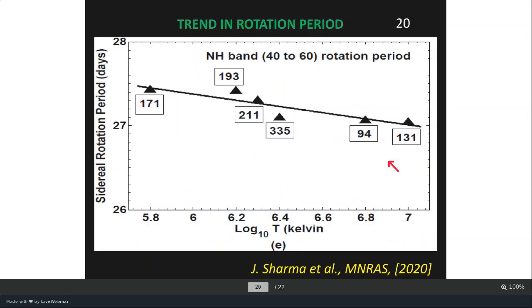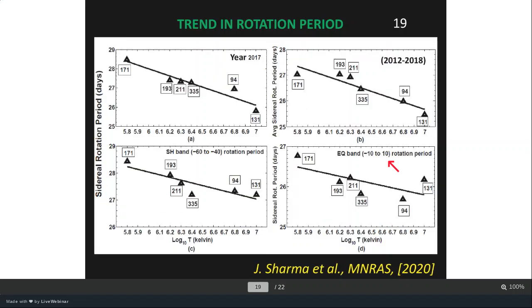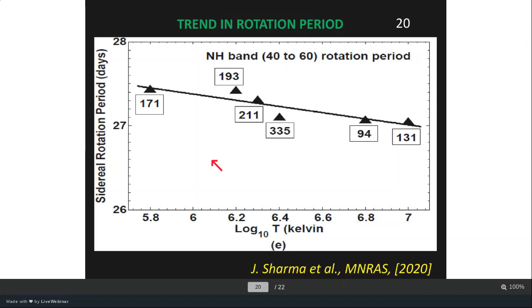So finally, we can say that in these two slides, in all cases, whether it is the trend of an individual year or the average of all years, or the band-wise trend, the decreasing trend in sidereal rotation period with respect to increasing temperature is the same. So as we go to higher temperature of the solar corona, the rotation period decreases, or the rotation rate increases. These results are published in MNRAS.